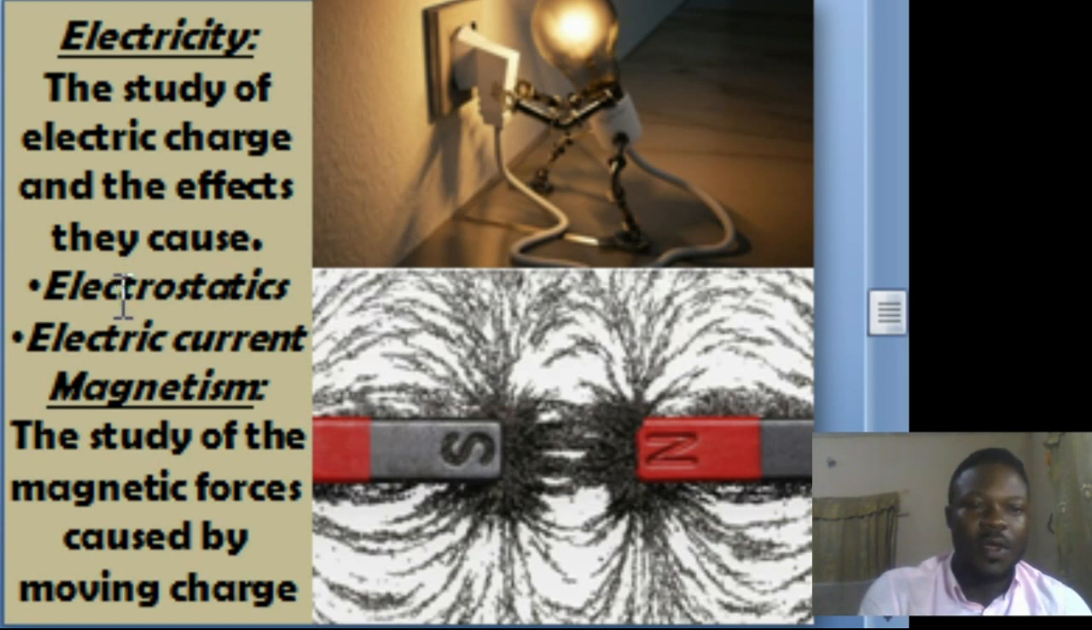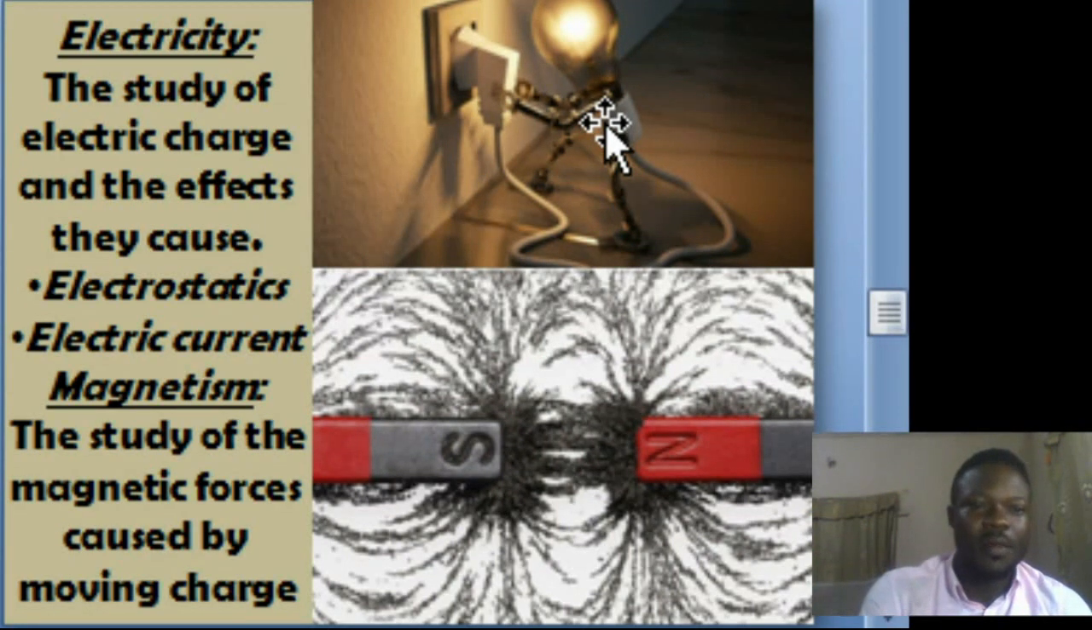Now electric currents have to do with charge in motion, which is what brings about the switching on of a lamp and so on. So that is current electricity.